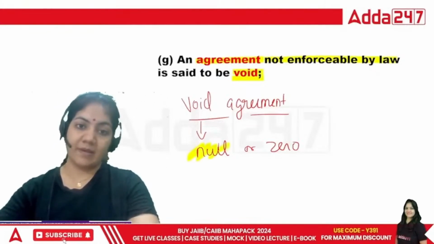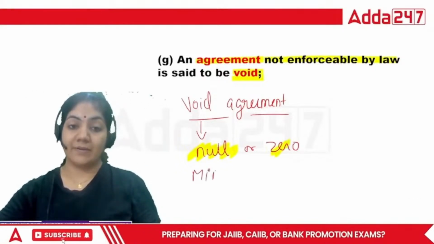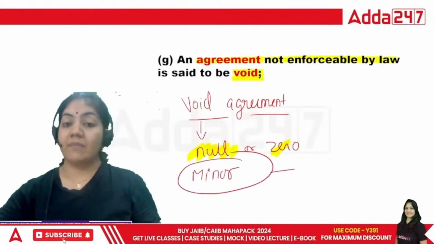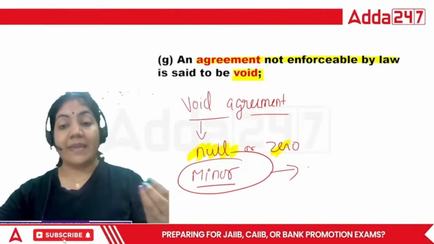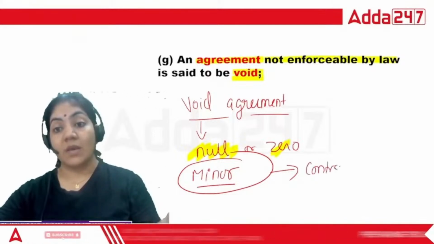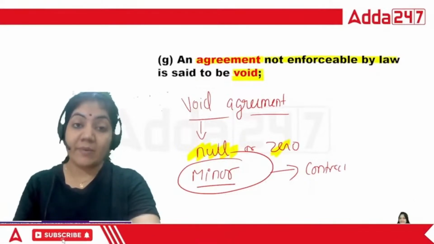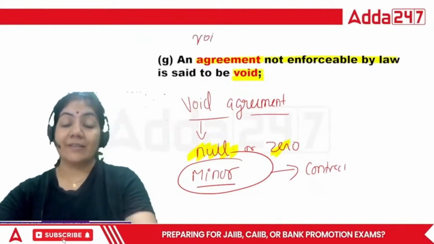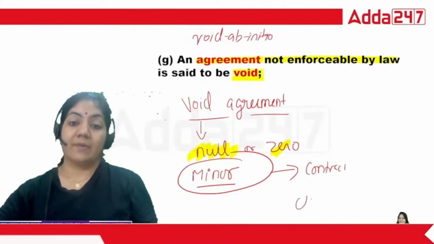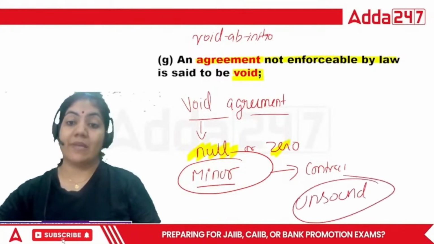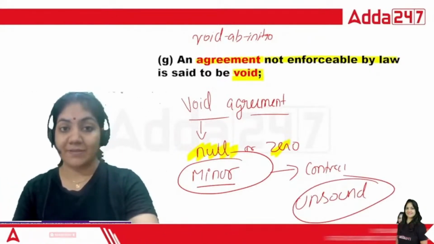I'm just giving you one best example. Suppose a minor is there and that minor makes a contract. First of all, a minor cannot make an agreement. If a minor makes an agreement, that agreement is void from the initial stage, void ab initio. So a minor is the best example. Suppose a person of unsound mind makes an agreement. That agreement is also void ab initio. That is the best example to understand.